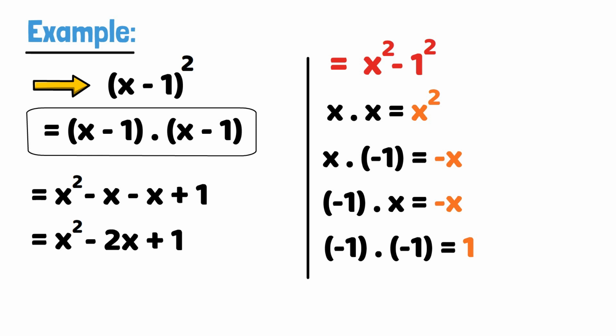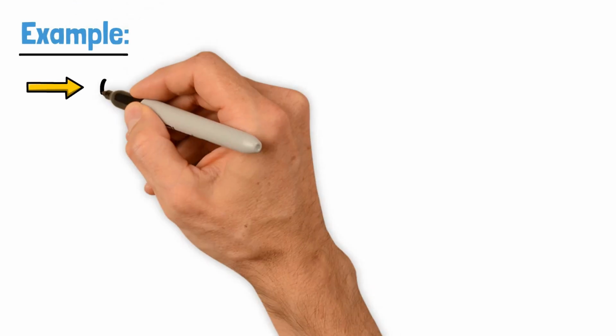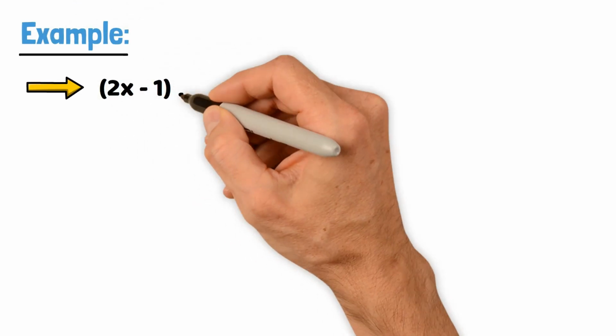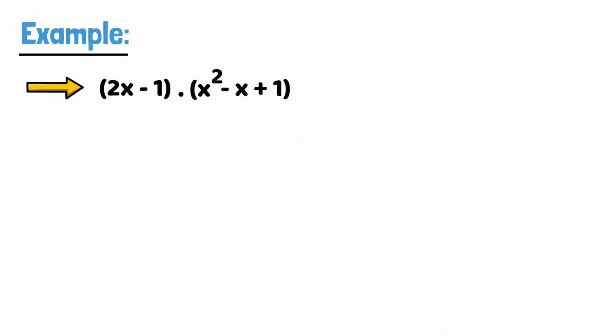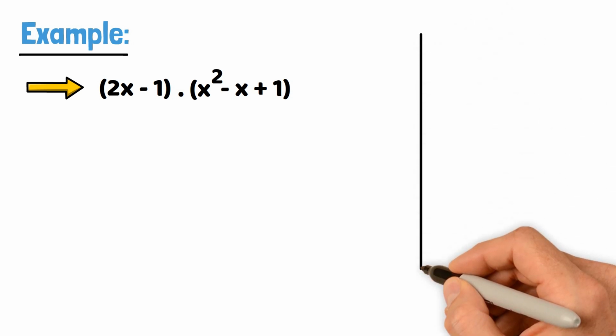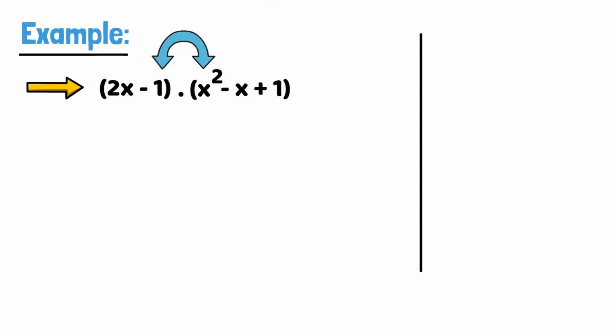If you have three terms, a trinomial by a binomial, you have to do the same procedure, except that each number in one parenthesis has to be multiplied by each number in the other. For example, let's simplify 2x minus 1 times x squared minus x plus 1. Each of the terms in the first parentheses has to be multiplied by each of the terms in the second parentheses. It doesn't matter which order you do it, because you're going to combine like terms eventually anyway.